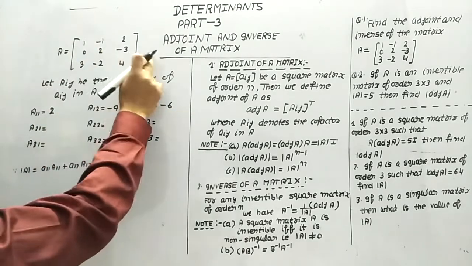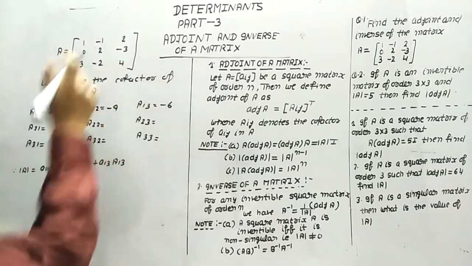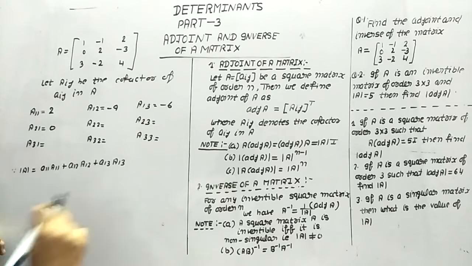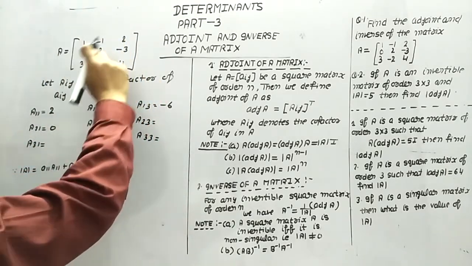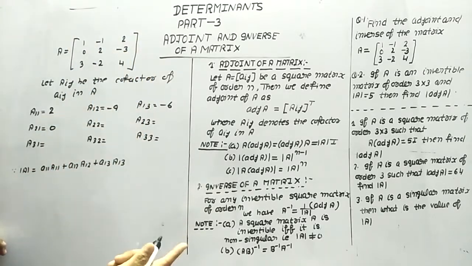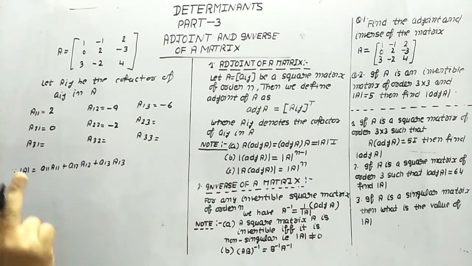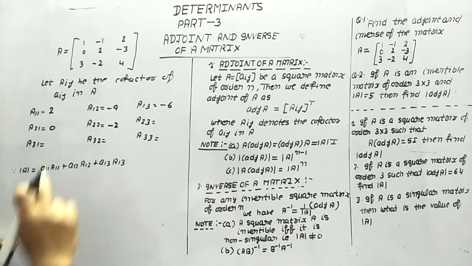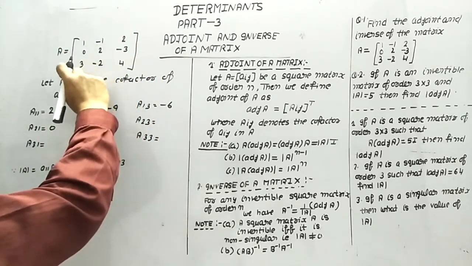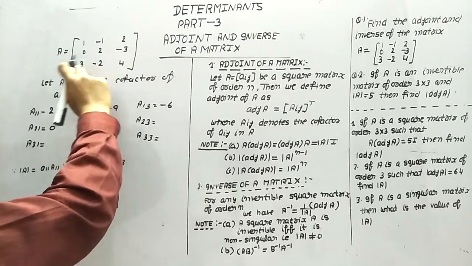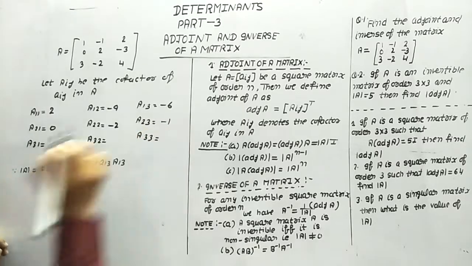Now A21, second row, first column. What is this? Minus 4 plus 4, which is 0. Now A22, second row, second column: 4 minus 6 means minus 2, and this remains minus 2 because minus 1 raised to power 2 plus 2 is positive. Now A23, second row, third column: minus 2 plus 3 means 1, but because of 2 plus 3, this becomes minus 1.